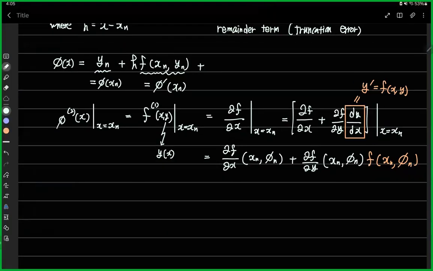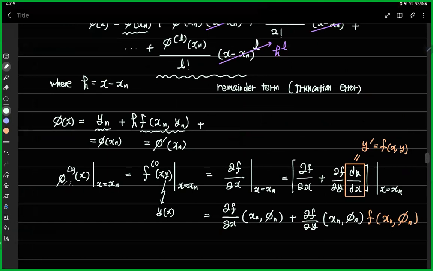Okay, the second derivative of y must be the first derivative of f with respect to x. Since f is a multivariate function, I mean f has two independent variables x and y, and y is a function of x, using the chain rule with partial derivatives, this turns out to be partial f partial x plus partial f partial y times dy dx.